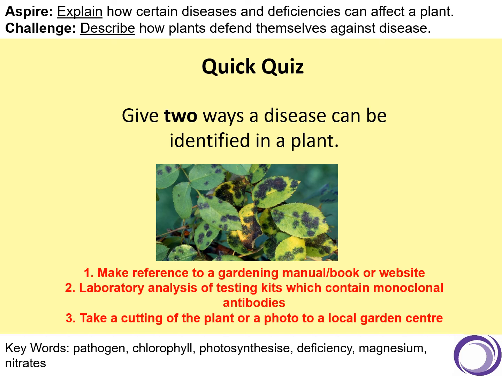So hopefully you have written down that you can either make reference to a gardening manual, book or website. You can get a laboratory analysis of testing kits which contain monoclonal antibodies, or take a cutting of the plant or a photo to a local garden centre where they can help you identify your plant disease.